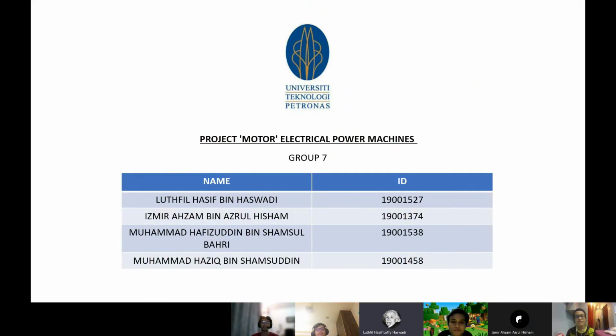Hello, we are from Group 7 and we are here to present our project. And this is all the members. And as for the problem, this is our problem statement.